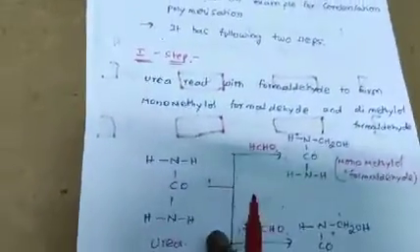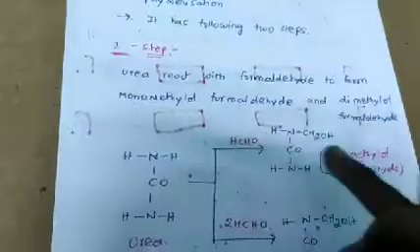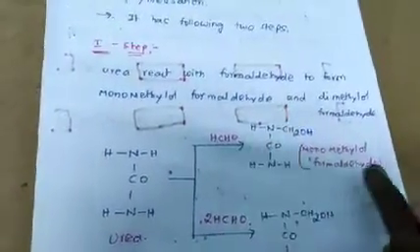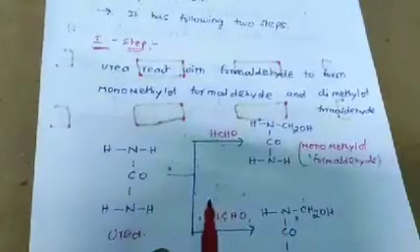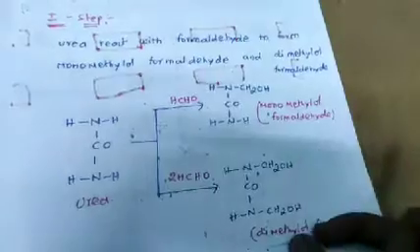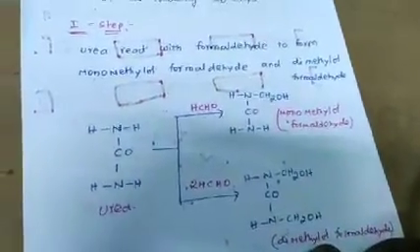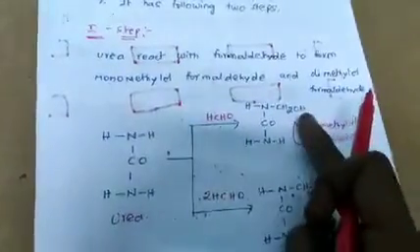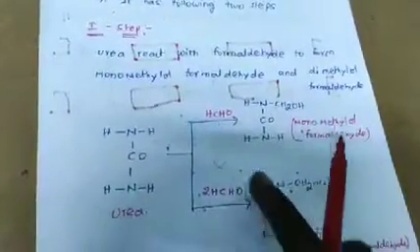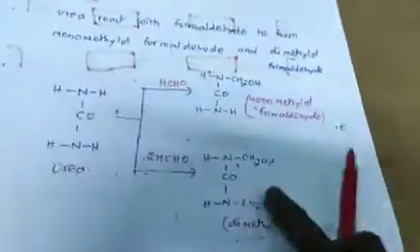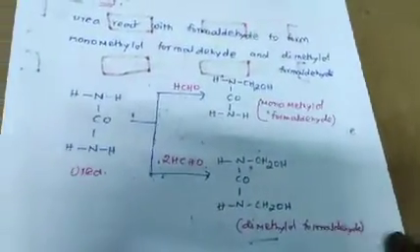First step, urea reacts with 1 mole of formaldehyde to get monomethylol formaldehyde. Mono means 1. Urea reacts with 2 moles of formaldehyde to get dimethylol formaldehyde. One HCHO reacts with this hydrogen, and 2 HCHO means 1 HCHO here and another HCHO like this, which is why the name is dimethylol formaldehyde.